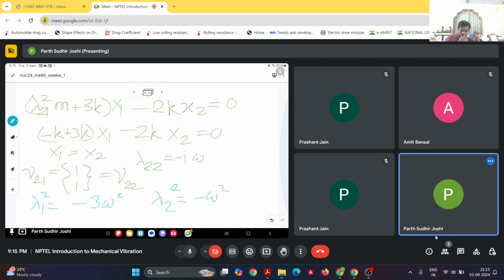So our natural frequencies, let us say omega 1 will be root 3 k by m, and the second natural frequency omega 2 is same as root k by m. So those are the two natural frequencies, and the eigenvectors that we derived are the mode shapes. So that's how we can solve these kind of problems using the method that we just have gone through.